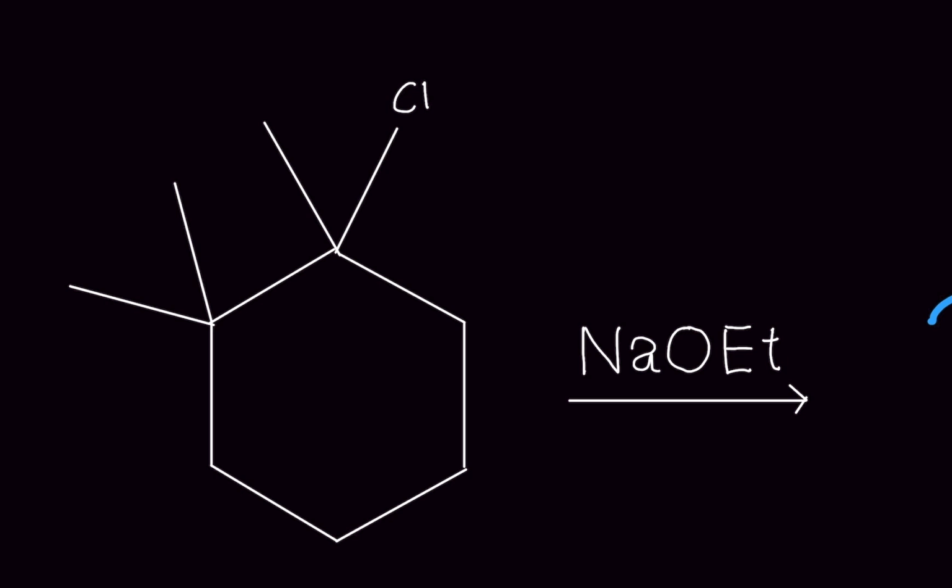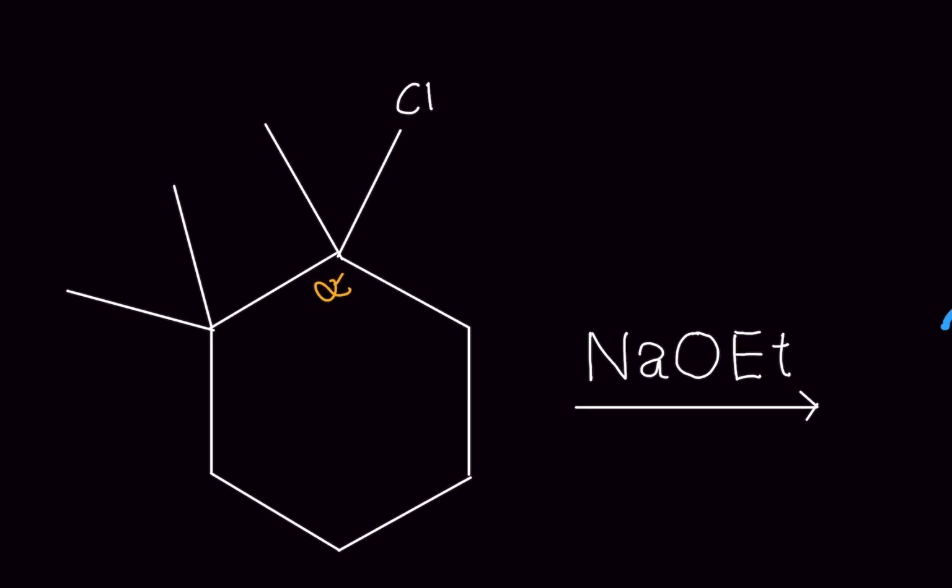So this is the alpha carbon, right? Because remember, this is the alkyl halide. This is the carbon directly bonded to the halogen. And now let's look at all our beta carbons. This is the beta carbon. This is a beta carbon, and this is the beta carbon. Okay.